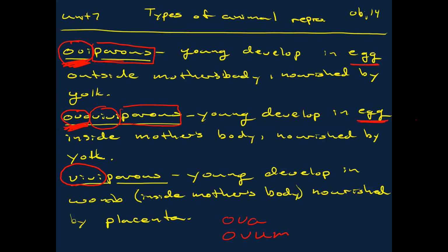What's the difference? In oviparous, now listen carefully, because there is a difference. And if you're not listening, it sounds like the same thing. In oviparous, the young develop in the egg outside of the mother's body. And what makes the egg different? They're nourished by the yolk. In ovoviviparous, the young develop in the egg inside the mother's body. They're nourished by the yolk.